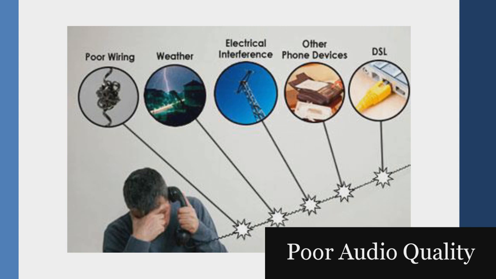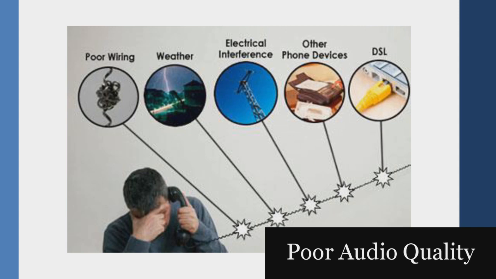You might experience poor audio quality. And again, this can happen for a variety of reasons. Maybe you don't have a strong enough internet connection. Maybe there are other phone devices or electrical interference, where other electronics are interfering with the signal. If you think about it, if you're on an airplane, they tell you to turn off any of your electrical devices, your laptop, your tablets, your phone. It's because it can interfere with the cabin. It's the same thing for you. Other electronics can interfere with the signal that your device is receiving.